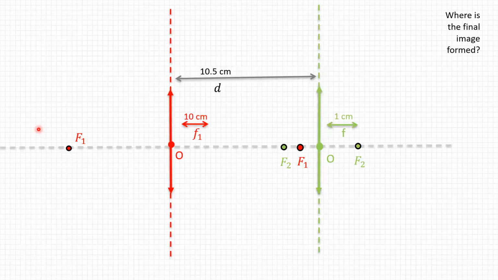Now tell me, here's a question. Something is placed at 500 centimeters. You guys can try it. There are two lenses, one of focal length 10, the other of focal length 1. It is placed at a distance of 10.5 centimeters. Where is the final image formed? Where is the final image formed? Calculation.